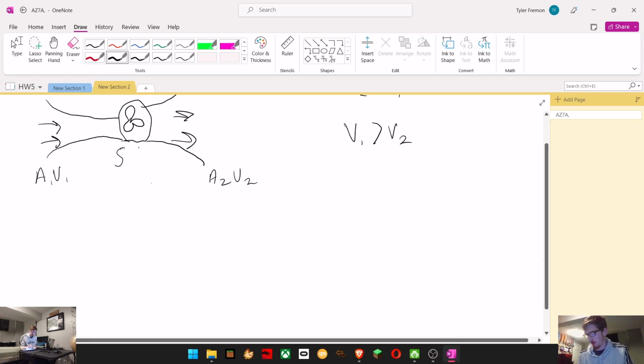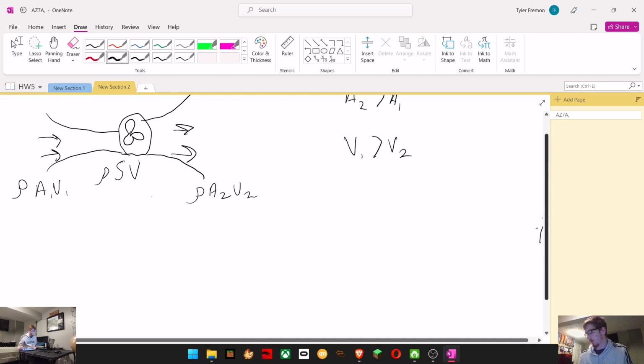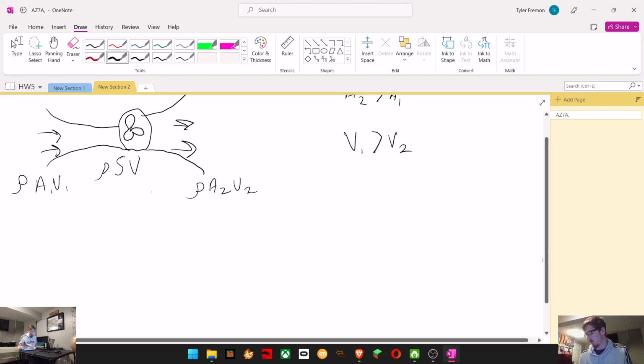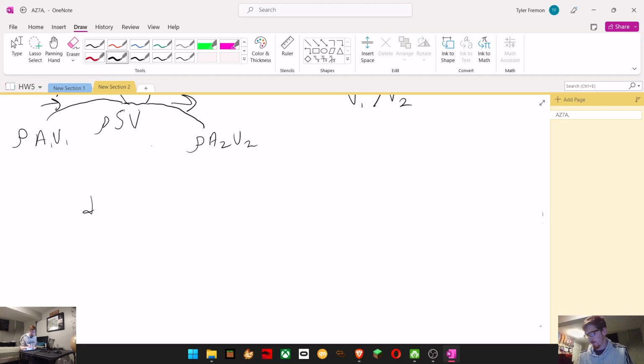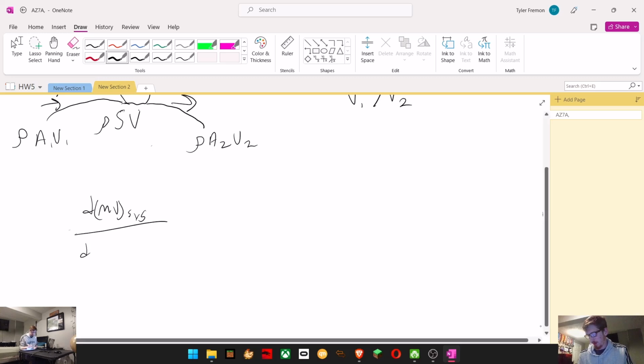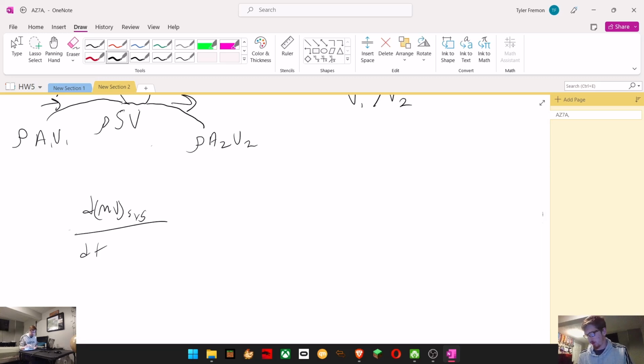I keep pressing the button on this pen so it's not writing. And we're interested in the mass flow rates, so we'll multiply everything by the density. And like I said, we're going to be using momentum and energy balances, so we'll start off with momentum balance. We have the change of momentum of the system with respect to time is going to be equal to 0 because we're at a steady state.